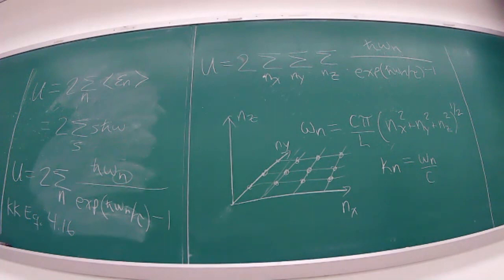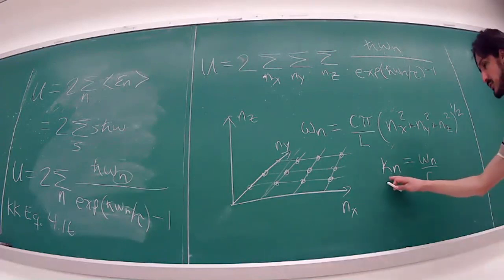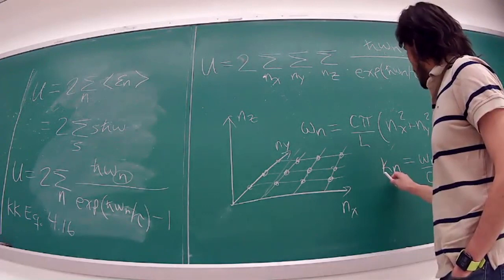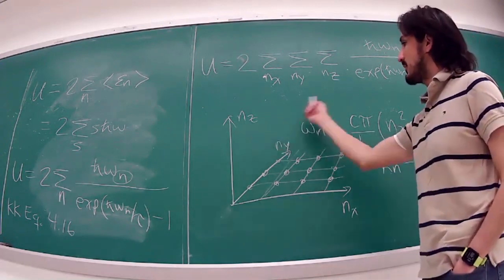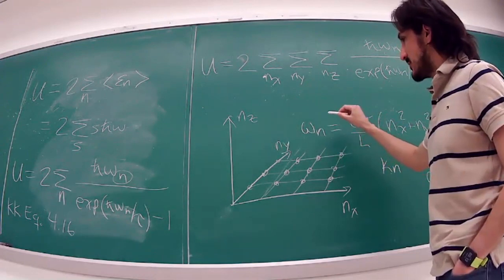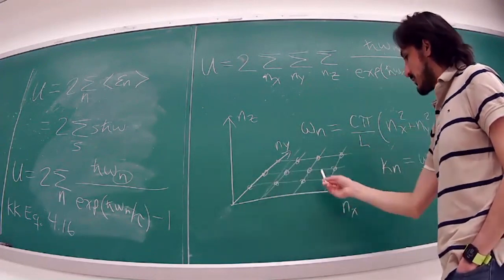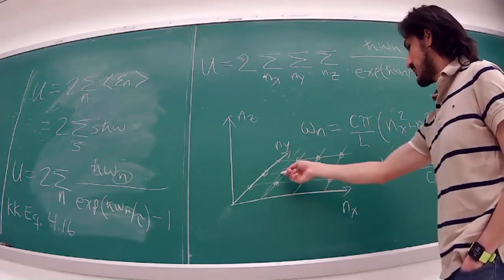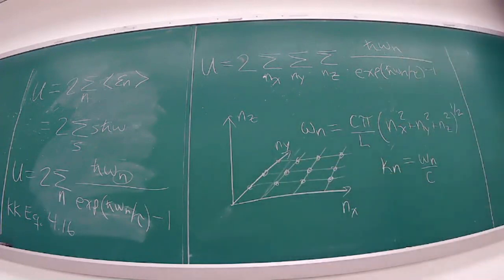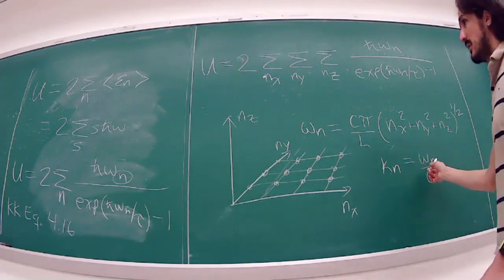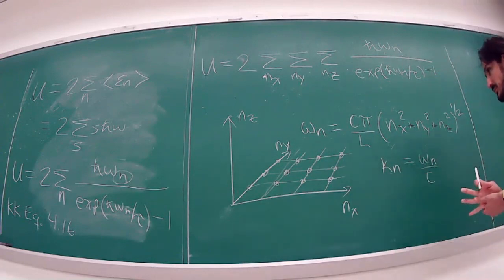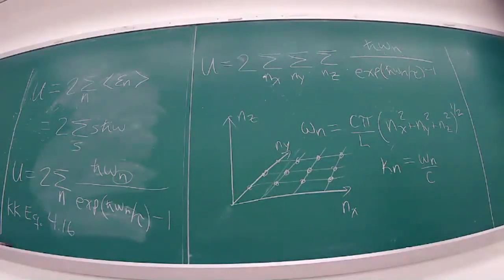But later in life, you will see that the Fourier transform of having all these energies, it's a discrete field like this one. So each one of these is called a k point. And I'm going to make all the required substitutions so that it looks like derivations in Kittel, but I have trouble thinking about omega n, so I'm going to use kn.